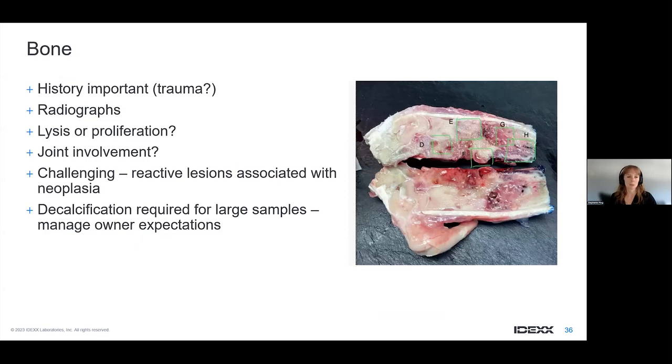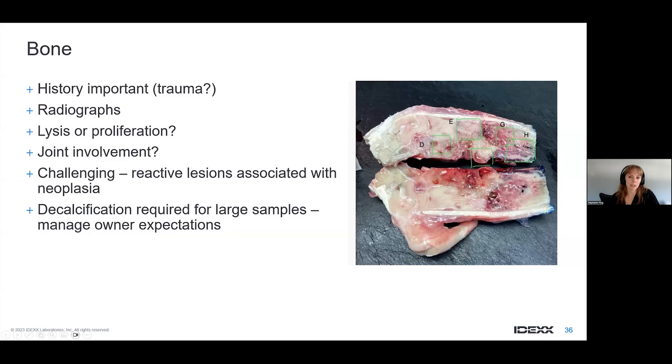And I think that might be nearly my last slide, about bone. Bone is another example where trauma or any other history is really important for the histological and clinical assessment. Radiographs as well. Are there areas of lysis or proliferation? Anything really that you think might be helpful to interpret these sections. If there's any joint involvement, for example. And it can be really difficult.